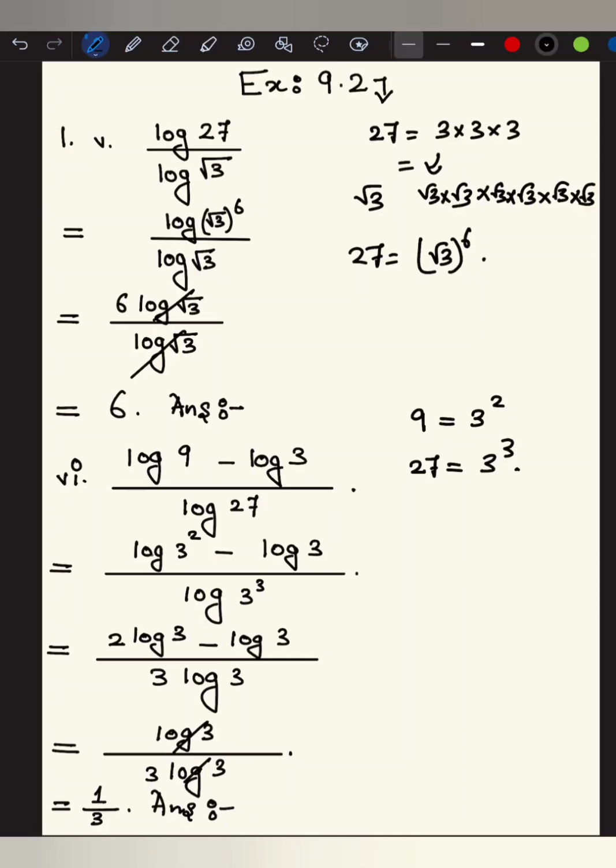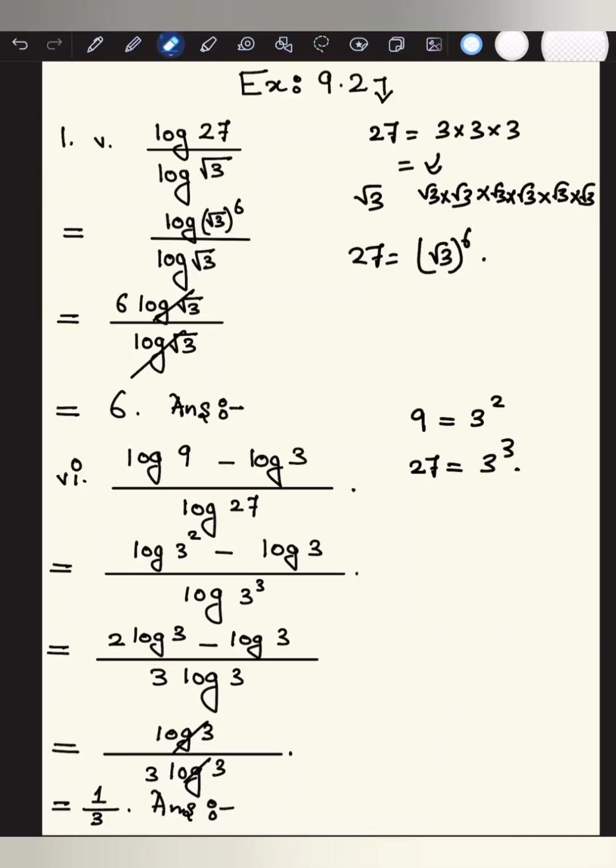Log 9 means log 3 square, minus log 3, whole divided by log 27 means log 3 cube. So this 2 comes here, it becomes 2 log 3 minus log 3, whole divided by 3 log 3. Understood? So this 2 log 3 minus log 3 comes out to be log 3, because let us consider this log 3 as a. Therefore this numerator becomes 2a minus a, which is equal to a. That means log 3. Understood?